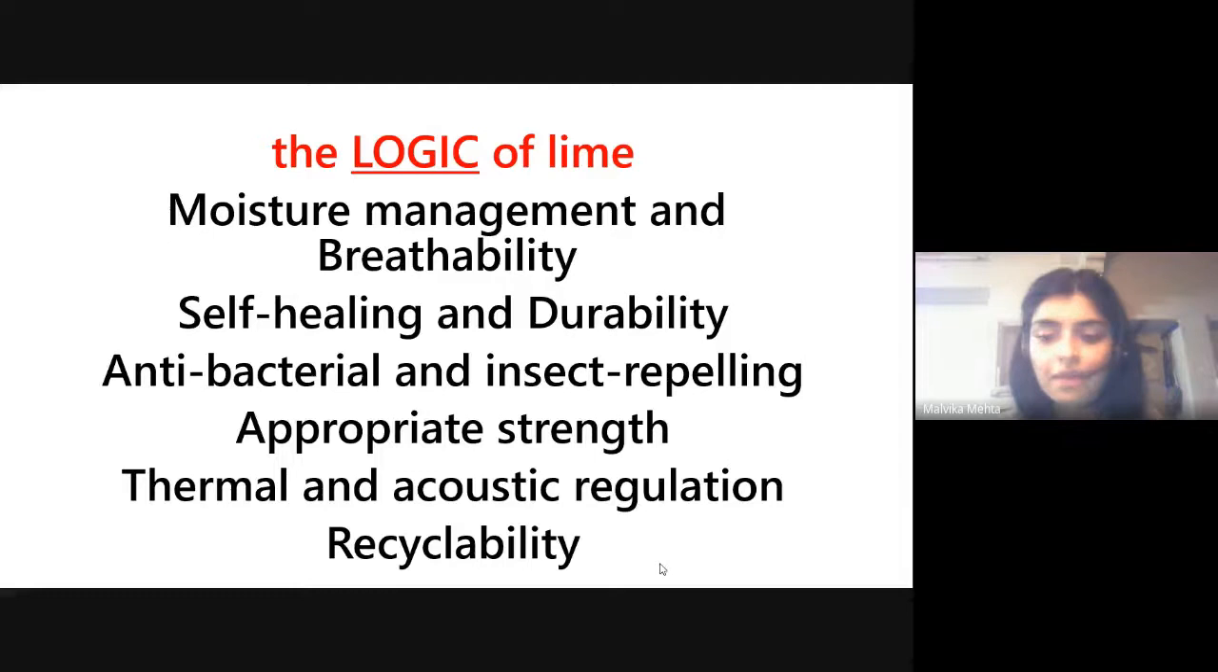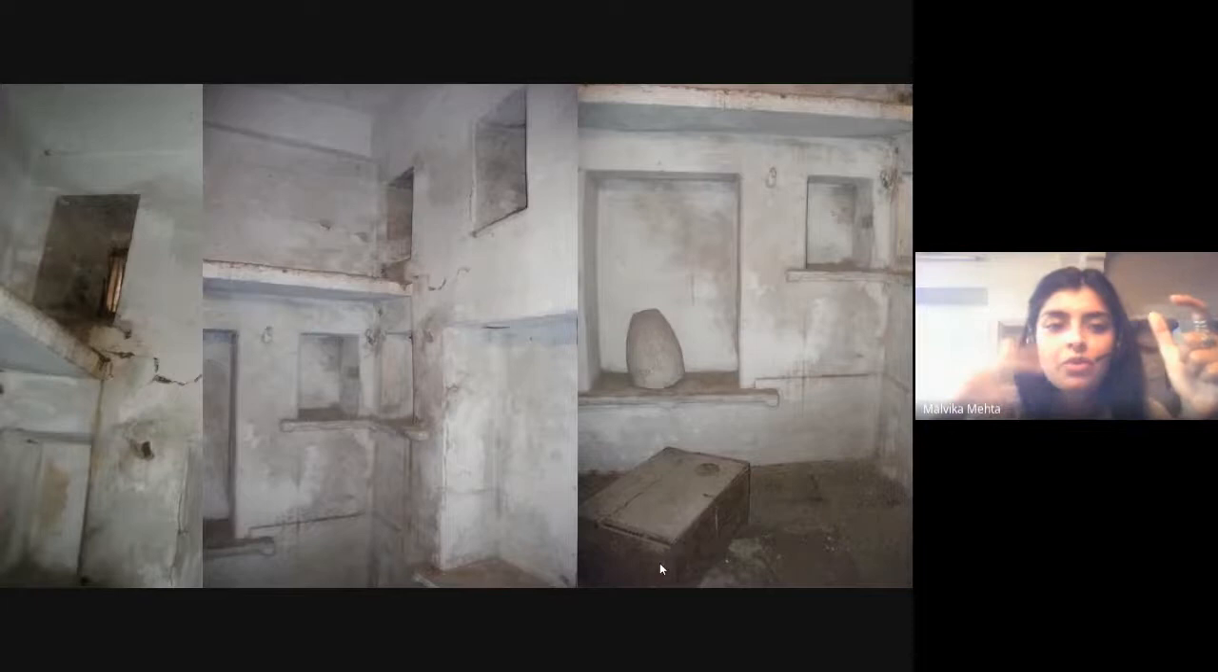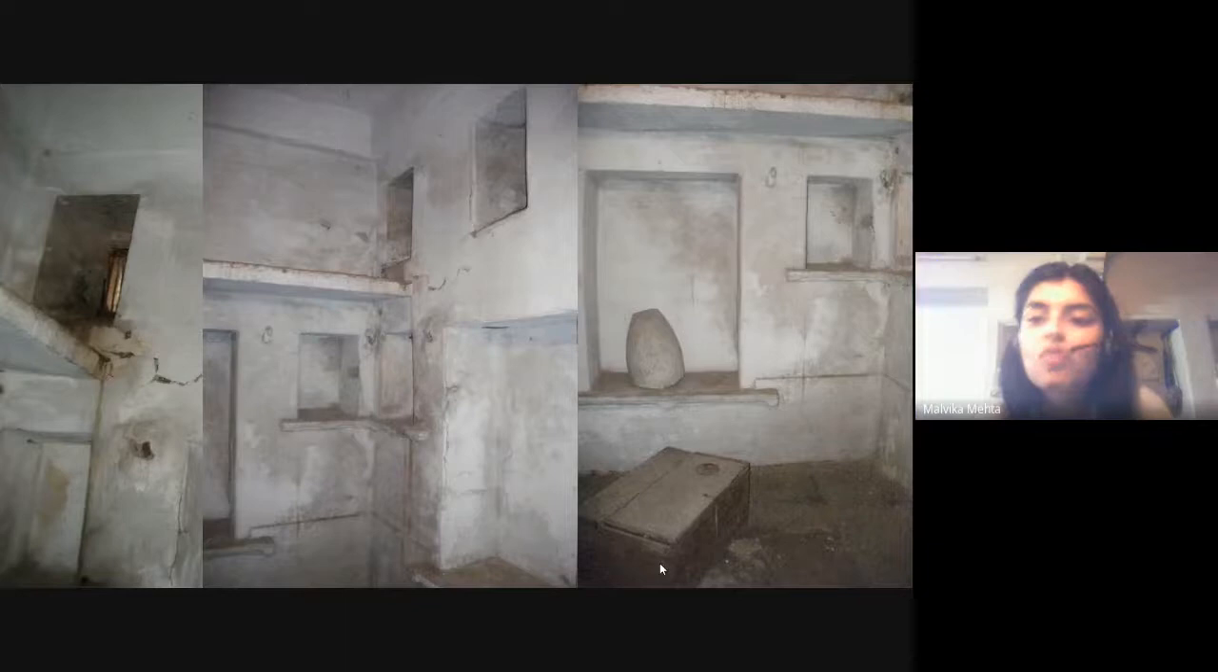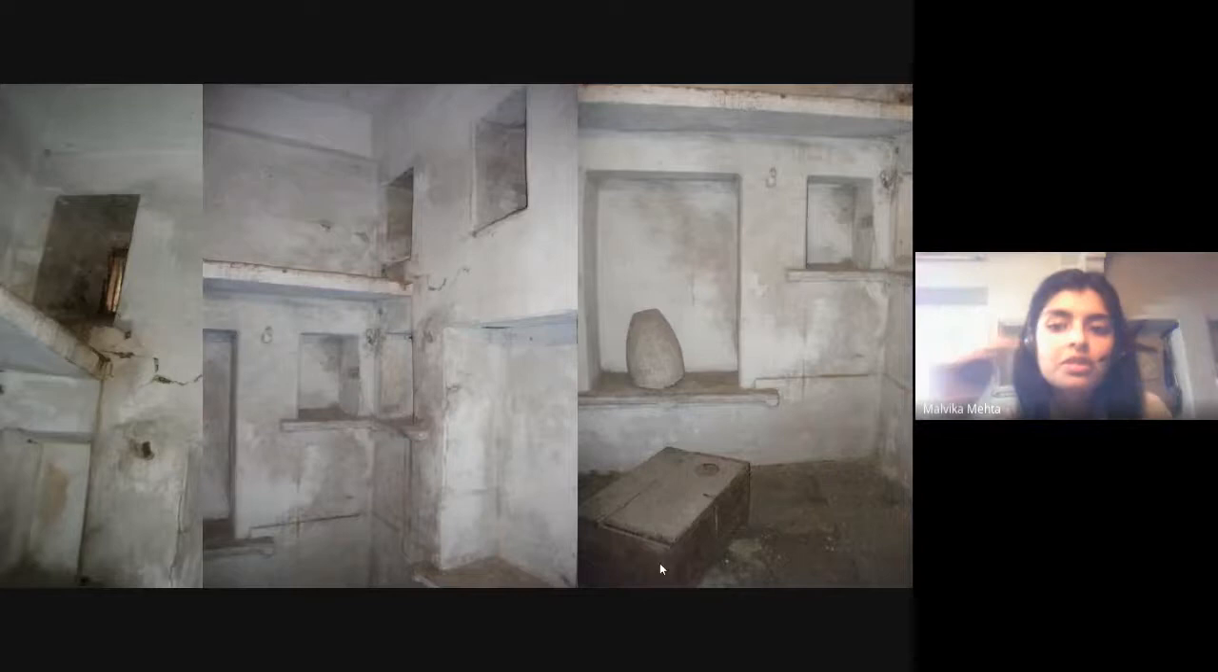However, working in the Haveli, I realized that what we instead need is appropriate strength, which means, very simply, that the plaster should never be stronger than the masonry unit, because a building is designed to fail in a certain sequence. You want the finishes to fail first, the plaster, which is a protective covering for the masonry, to fail second. After that, you want the mortar to fail, and only then the masonry units.